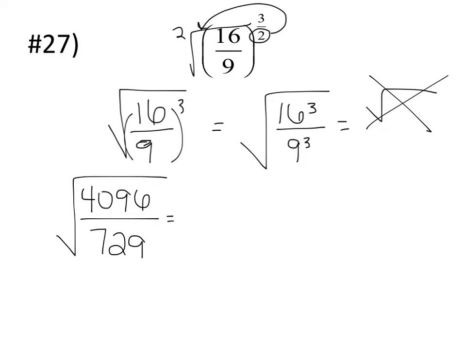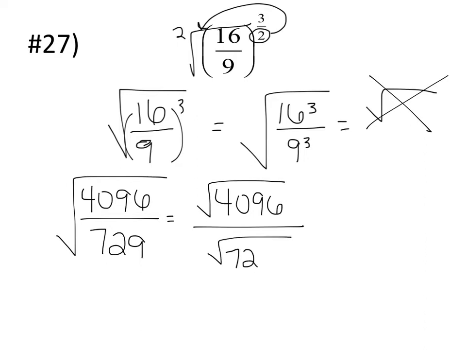Now, I don't know what the square root of 4,096 over 729 is, so I'm going to break up the radical in the numerator and denominator, and then I'm going to find the square root of 4,096 and the square root of 729.